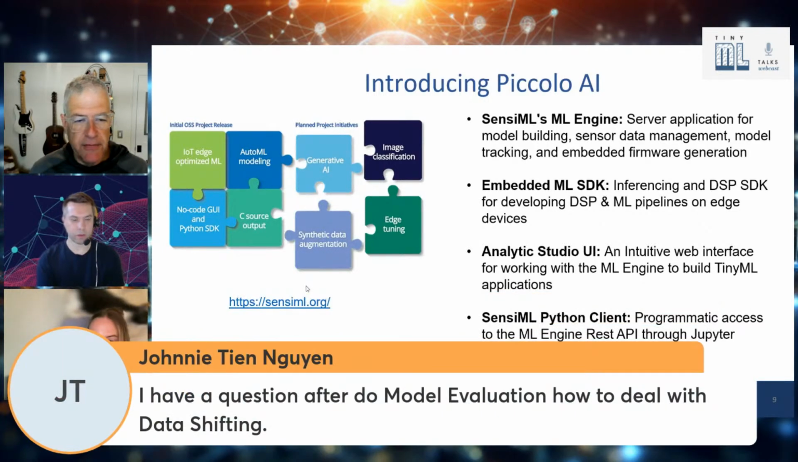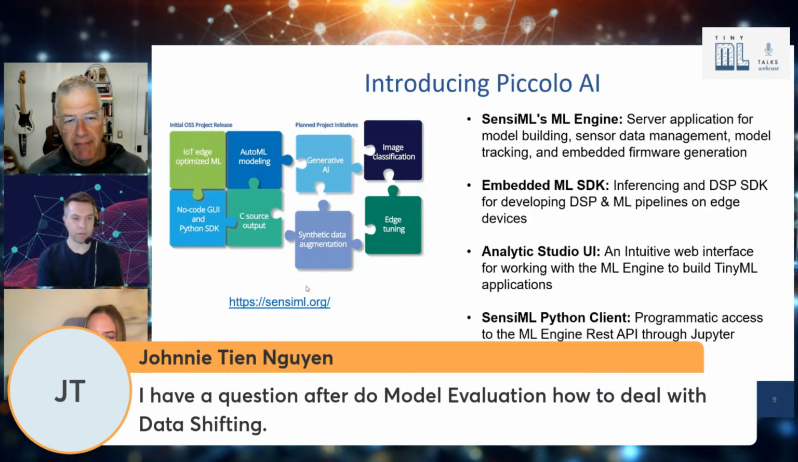Yeah. Okay. There was that one. Then there was this one here from Johnny. Model evaluation, how to deal with data shifting. I'm not sure if we got the full gist of that question. Maybe Johnny can elaborate. Maybe you mean data drift? Data drift, probably. After the evaluation, then you get data drift. How do you deal with that?